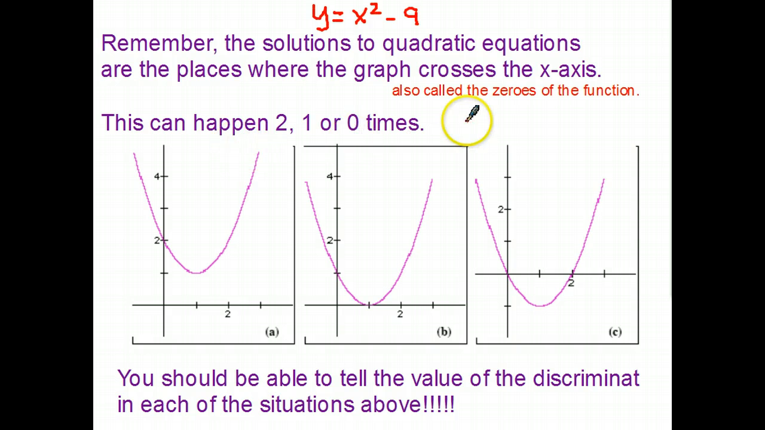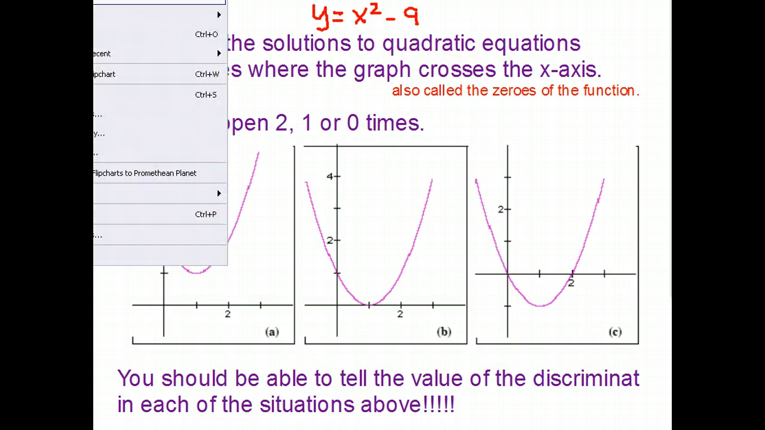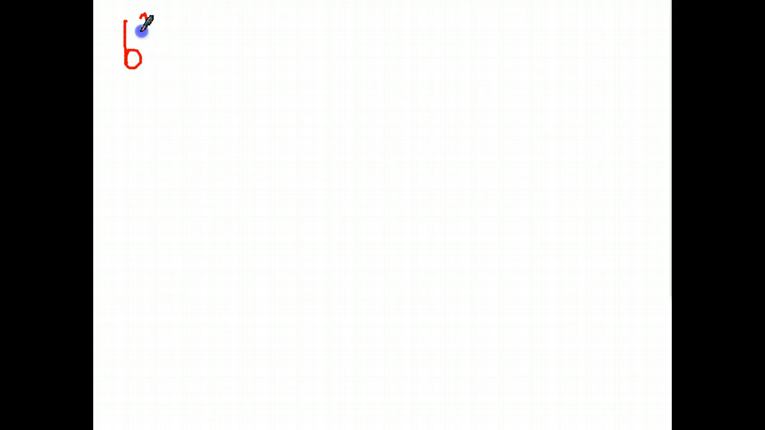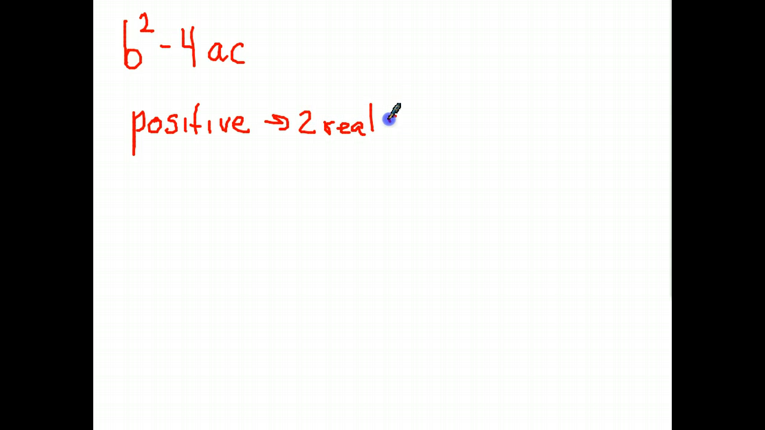So going back, you should really remember that the discriminant is simply b squared minus 4ac. And it's part of the quadratic formula. This is the part under the square root. So if it is positive when you figure it out, doesn't matter what number it is, but if it's positive, that just means you have 2 real solutions. If it's negative, you have no real solutions.